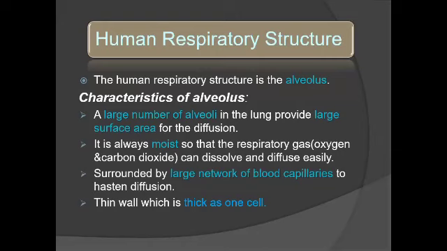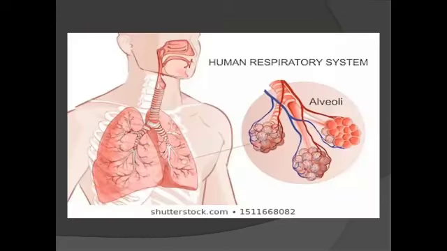It is always moist so that respiratory gases such as oxygen and carbon dioxide can dissolve and diffuse easily. It is surrounded by a large network of blood capillaries to hasten diffusion. It has a thin wall which is as thick as one cell. This diagram shows the human respiratory structures.